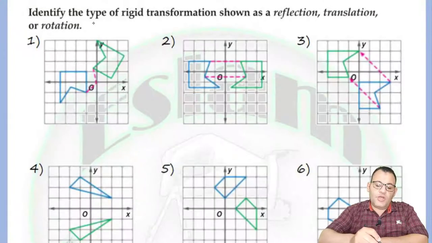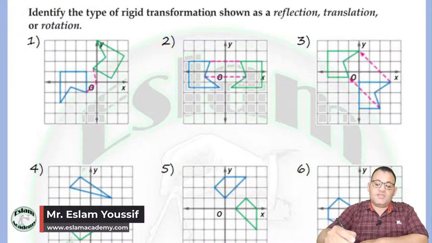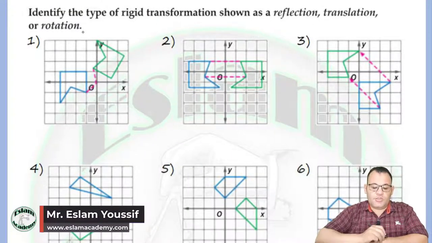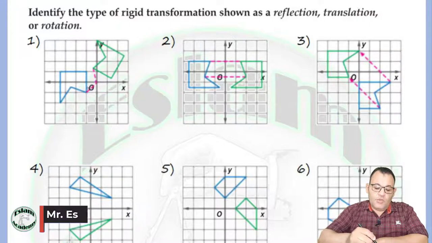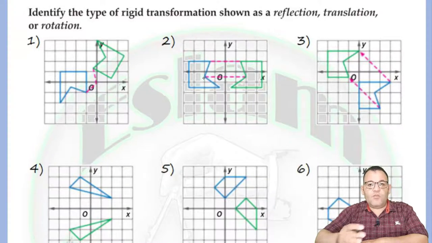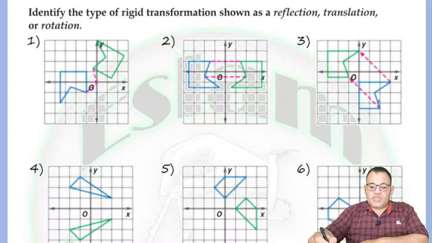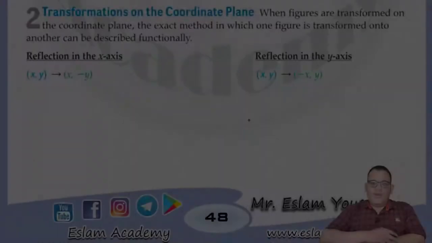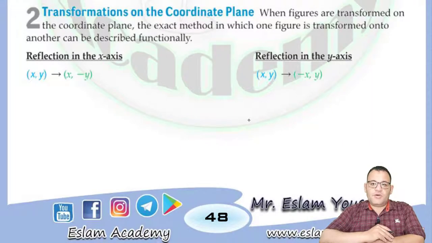In this problem, we need to identify the type of the transformation, as we have reflection, translation, and rotation. For question number 1, you will find that the relation between the two shapes is that we turn one of them. So we have for number 1, rotation. But for number 2, you will find that we flip one of them. So we have here reflection. You will find in number 3 that we slide the figure. So we have translation.